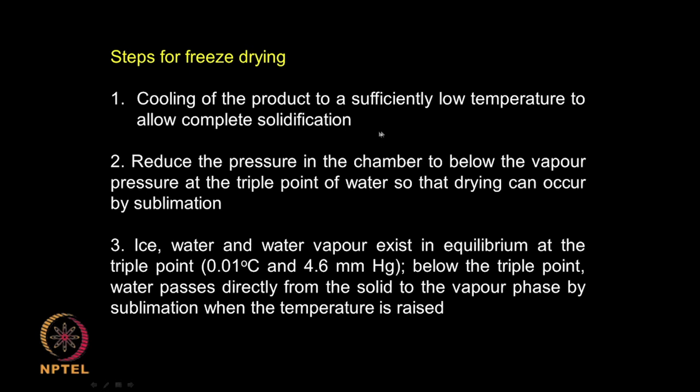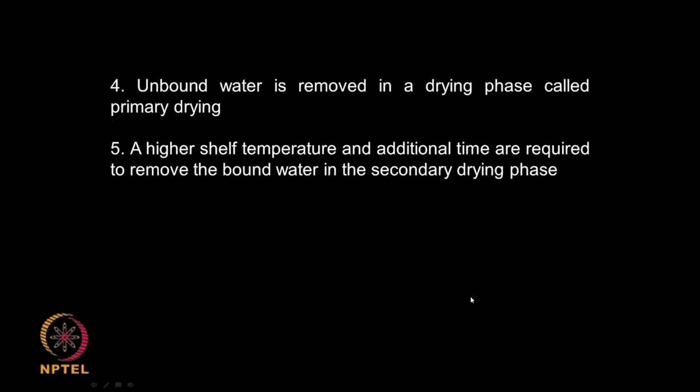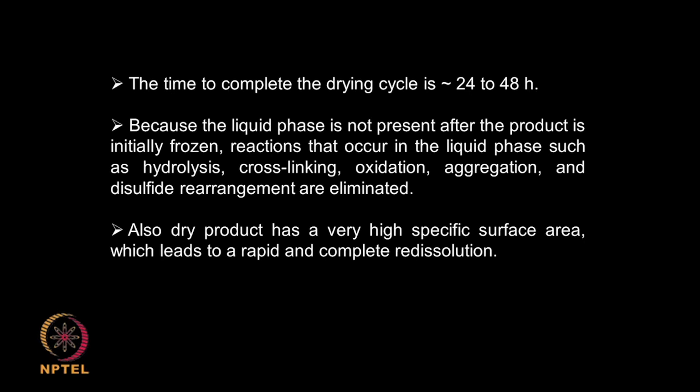Okay. So cooling of the product to a sufficiently low temperature to solidify, reduce the pressure in the chamber to below the vapor pressure of the triple point, okay, and then increase the temperature so that it passes directly from solid to the vapor. That is what it is, right. So unbound water is removed in a drying phase called primary drying, and then higher shelf temperature and additional time are required to remove the bound water in the secondary drying. So you have a primary drying, unbound water, secondary drying where the bound water is removed. Okay. Generally it takes a long time, almost 48 hours for performing lyophilization.